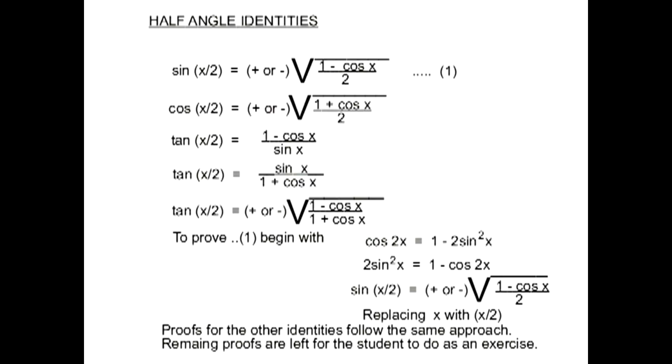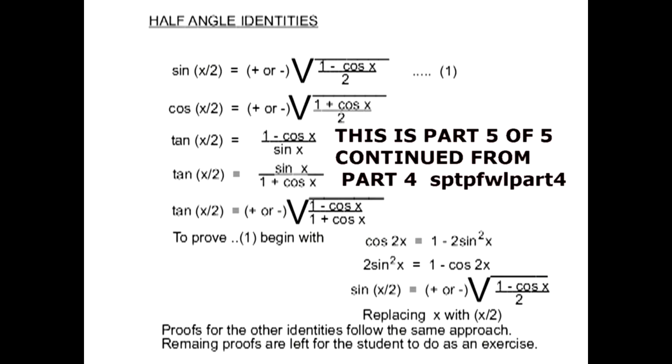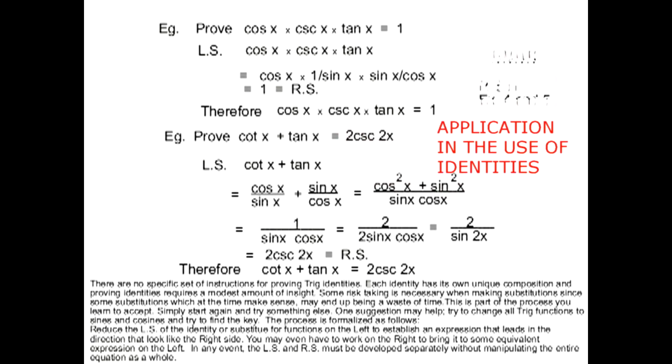There's no specific set of instructions for proving trig identities. Each identity has its own unique composition, and proving identities requires a modest amount of insight. Some risk-taking is necessary when making substitutions, since some substitutions, which may make sense at the time, do not yield the result you expected. So you have to start again and take a different tack. One way to start is to see if changing everything into sines and cosines helps.